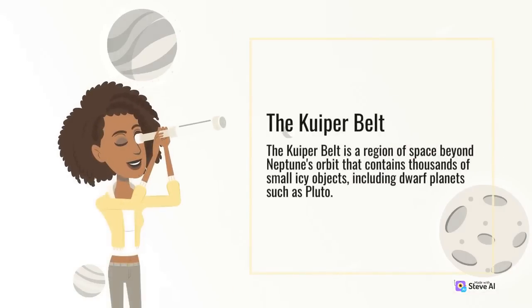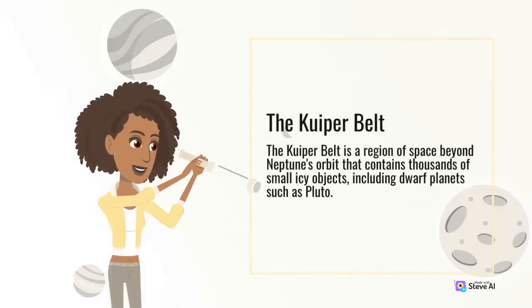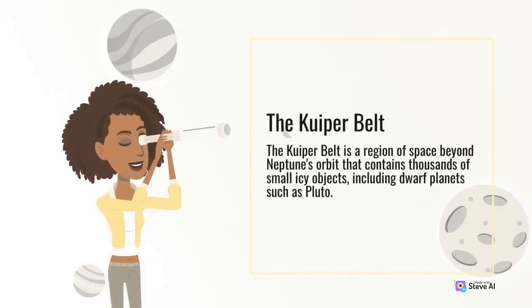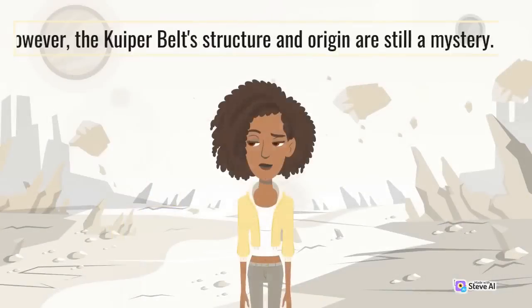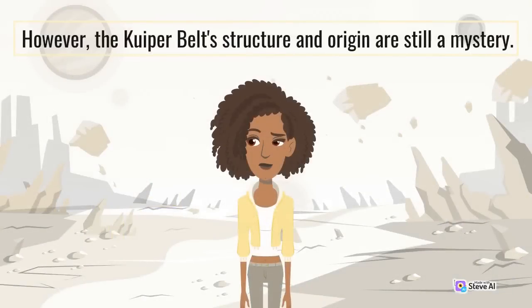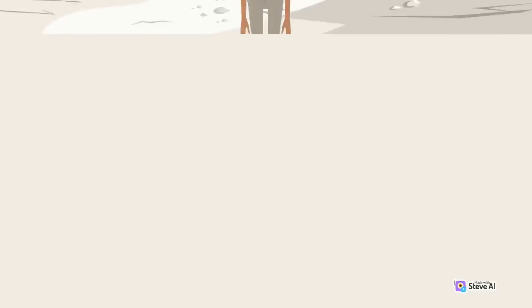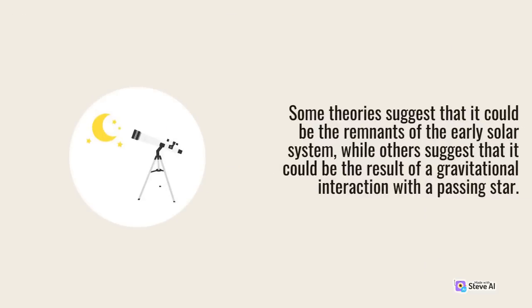The Kuiper Belt. The Kuiper Belt is a region of space beyond Neptune's orbit that contains thousands of small icy objects, including dwarf planets such as Pluto. However, the Kuiper Belt structure and origin are still a mystery. Some theories suggest that it could be the remnants of the early solar system, while others suggest that it could be the result of a gravitational interaction with a passing star.